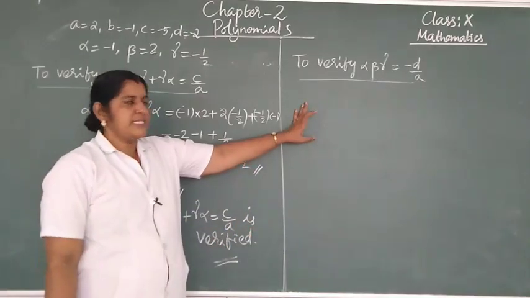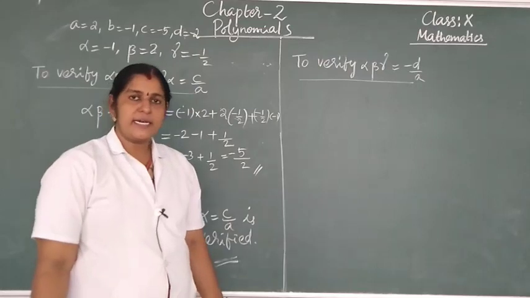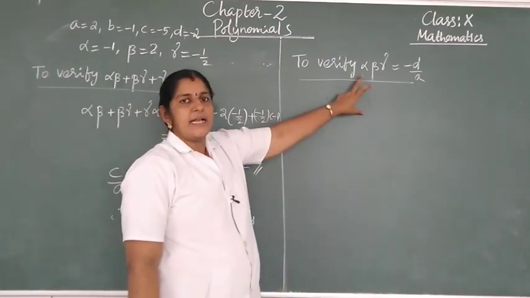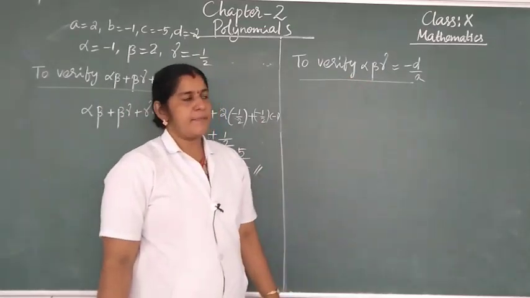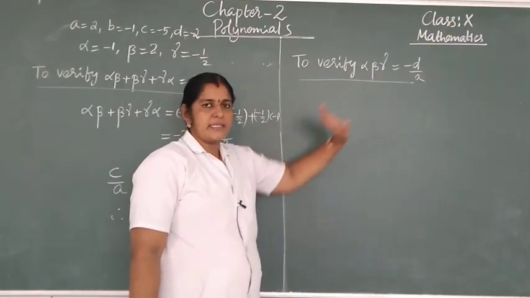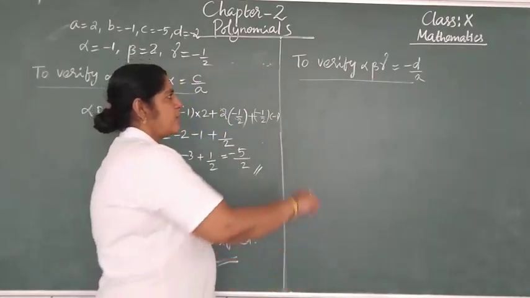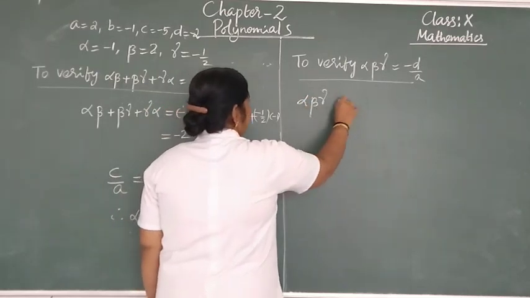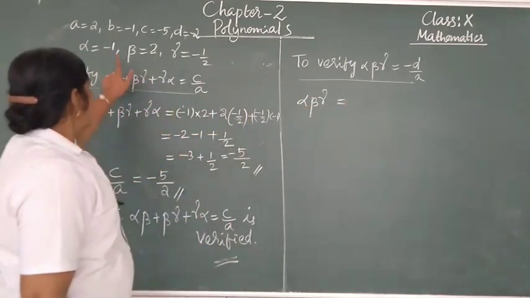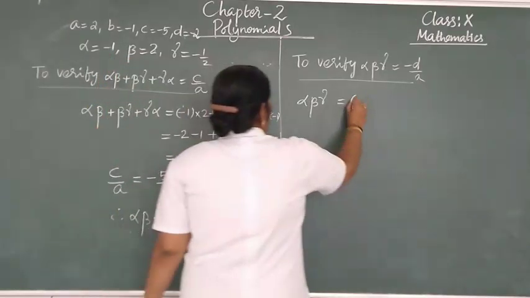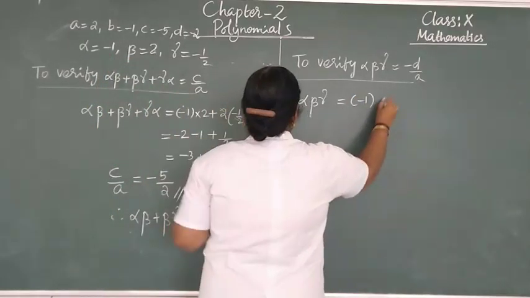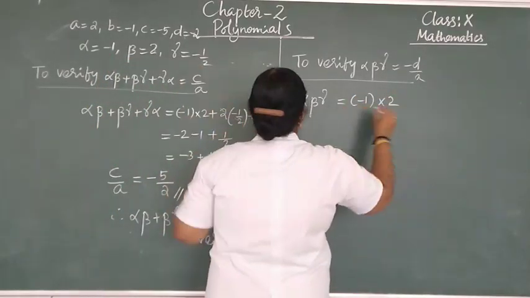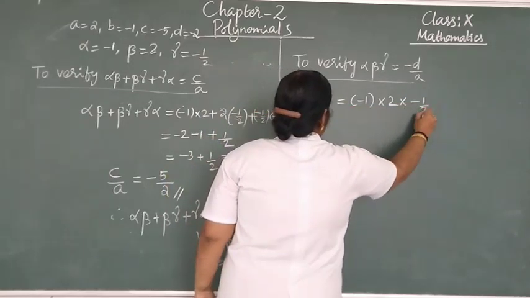Now we are going to see the third relation. What is the third relation? Alpha beta gamma equal to minus D by A. Product of the zeros equal to minus D by A. So we can find out what is the product of the zeros. Alpha beta gamma equal to, what is the value of alpha? Minus 1, into beta is 2 and gamma is minus 1 by 2.